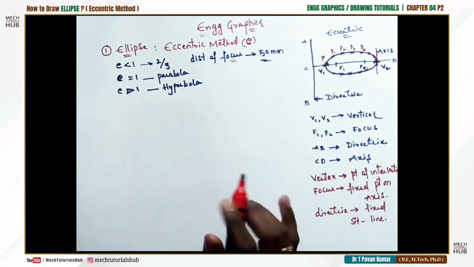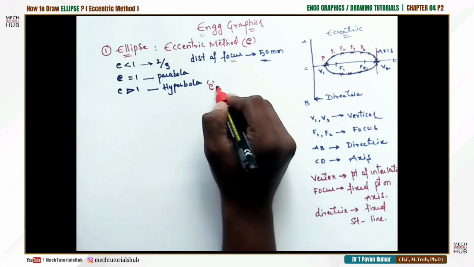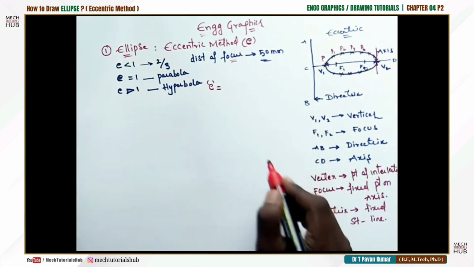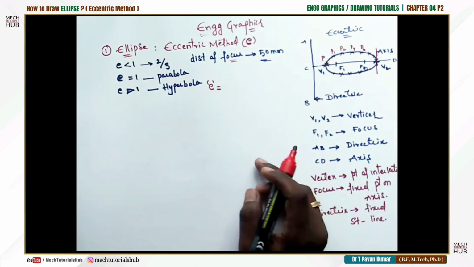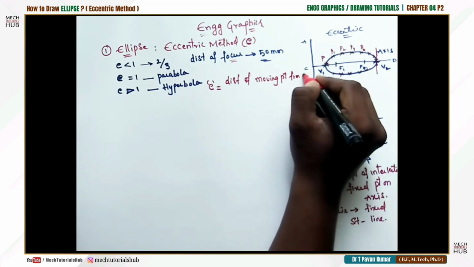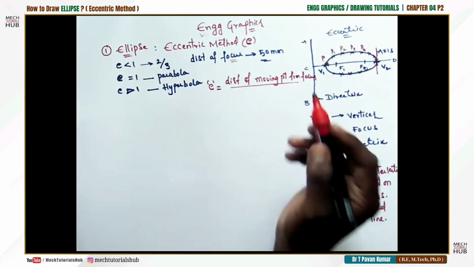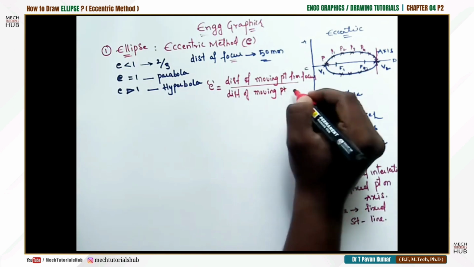Now before moving on to this, what is E? E is nothing but eccentricity. What is eccentricity? It is a ratio. What is the ratio? The 2/3 ratio is the distance of the moving point from the focus divided by the distance of the moving point from the directrix.